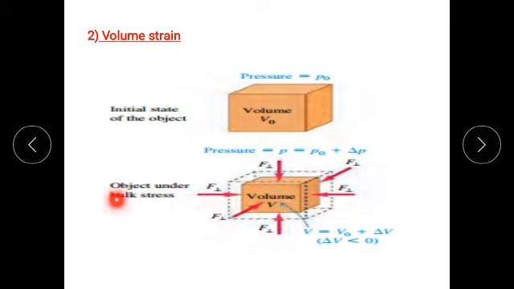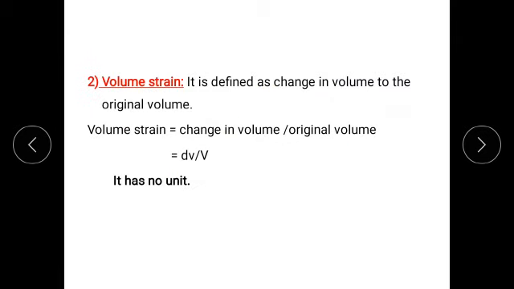And here it is observed that the object is under bulk stress. That means when force is applied, there is a change in volume. Therefore, when we find the ratio of the change in volume to the original volume, that ratio is called volume strain. And from that we write the definition: volume strain is defined as the change in volume to the original volume.